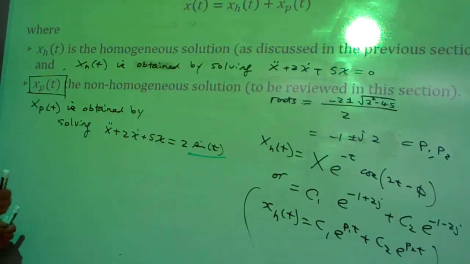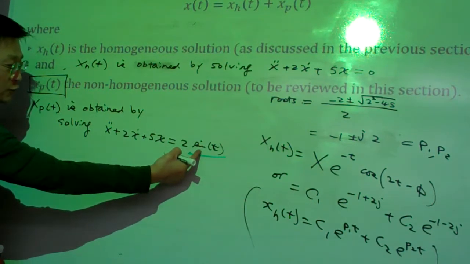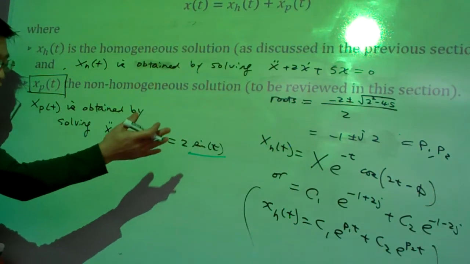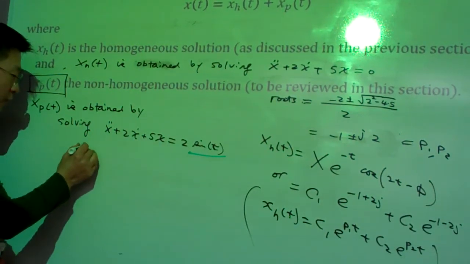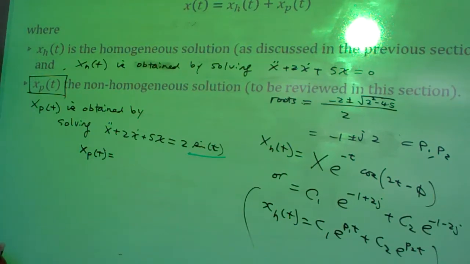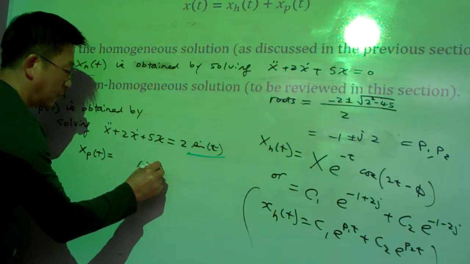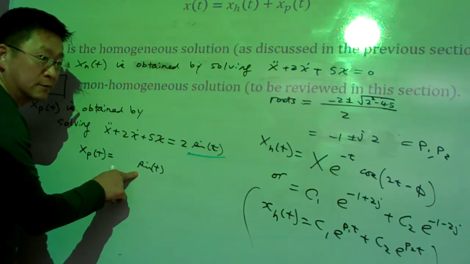Here I'm going to directly pick up the result from there. Because this form is trigonometric, a sinusoidal function of sine, for x P of t we can assume that it is in sine t. The same pattern.